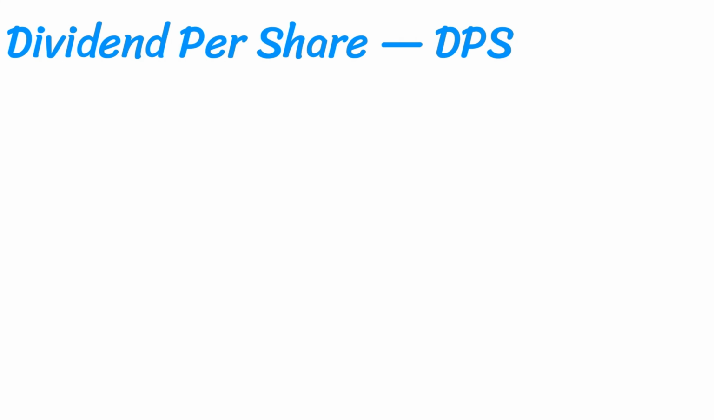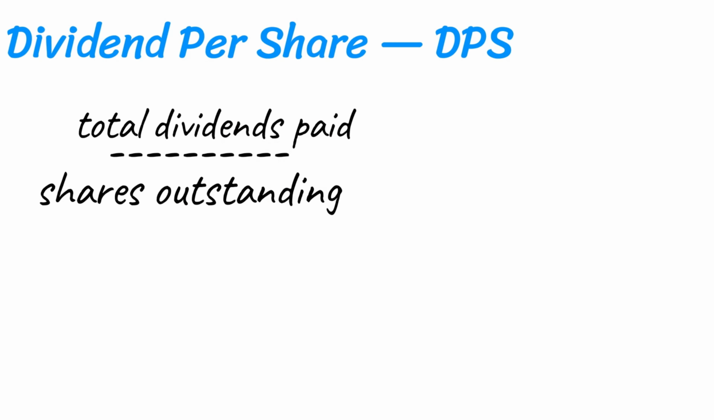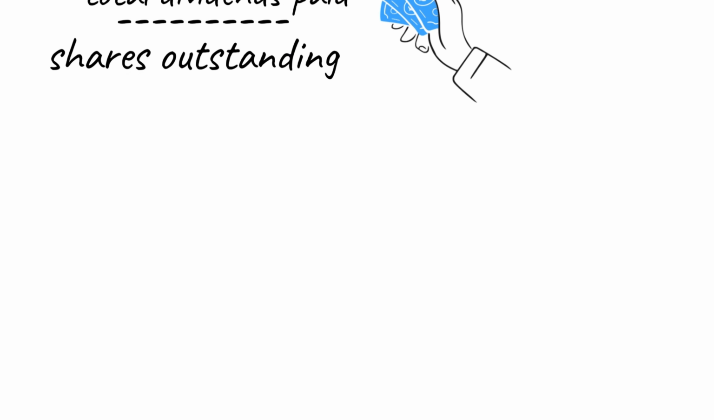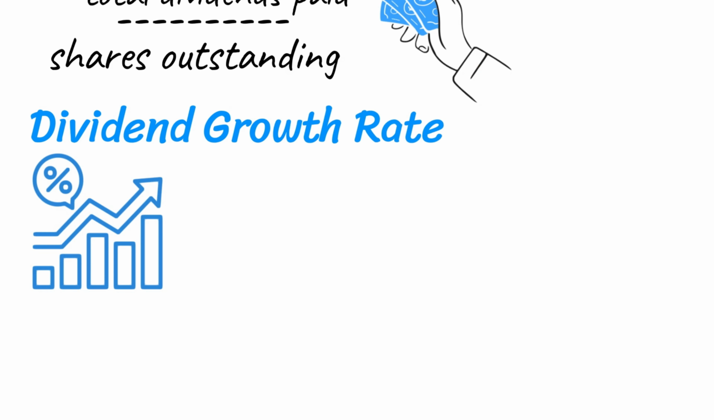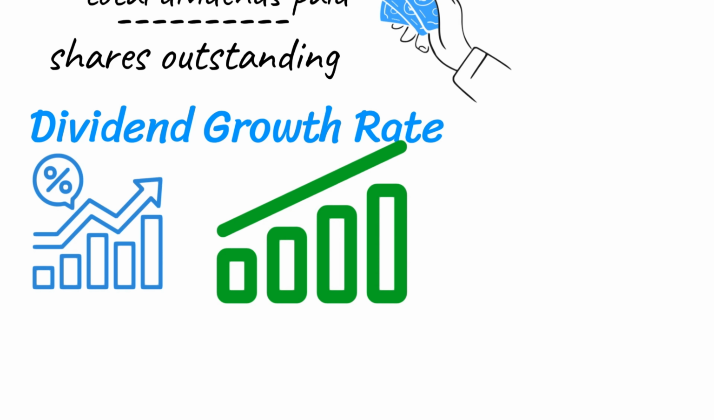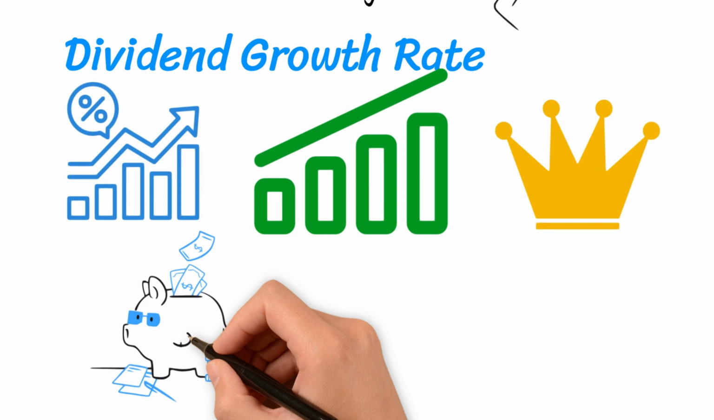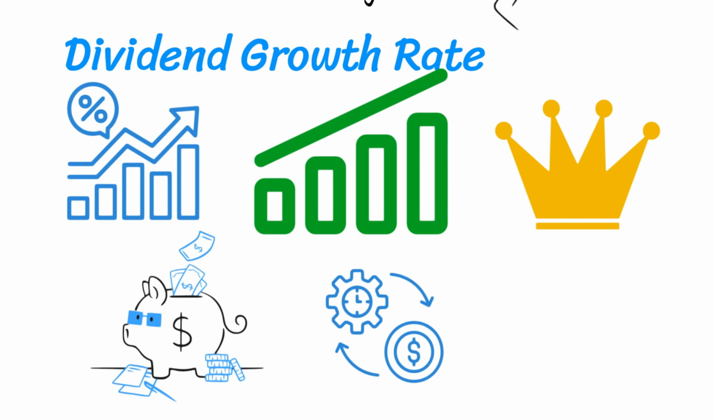Dividend per share, DPS, is simply the total dividends paid divided by shares outstanding. It's the raw cash payment per share. And finally, the dividend growth rate, the percentage by which the company has grown its dividend year over year. Companies with long, consistent dividend growth histories, sometimes called dividend aristocrats, are considered among the most reliable income investments because it takes decades of financial discipline to sustain that record.